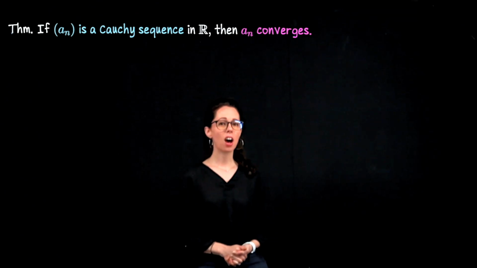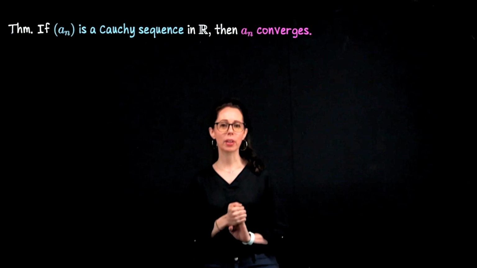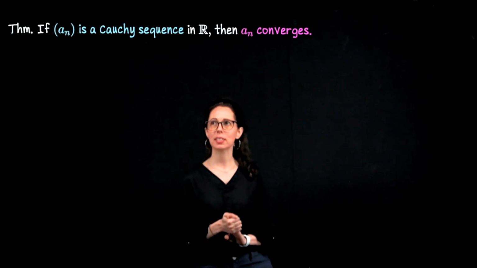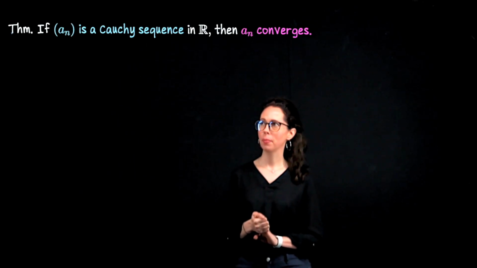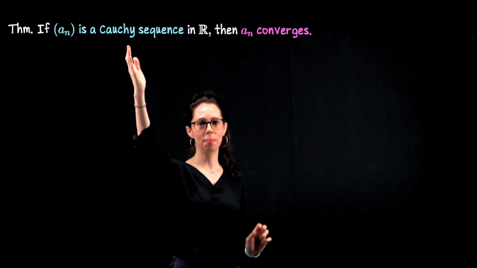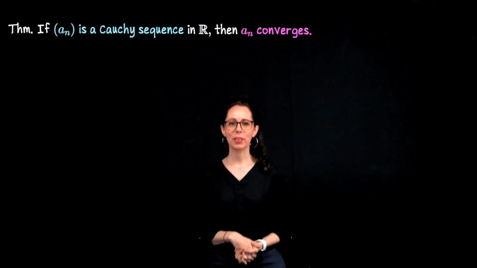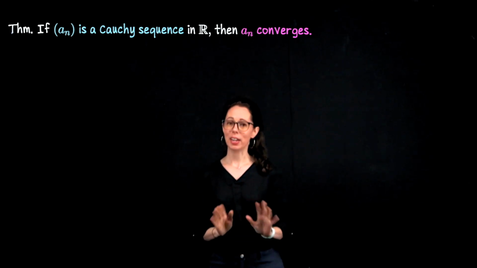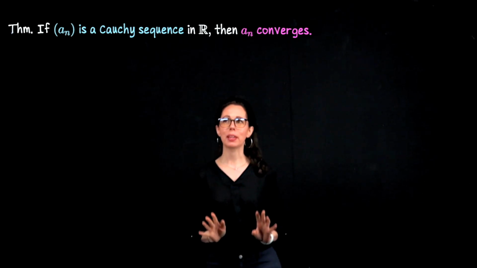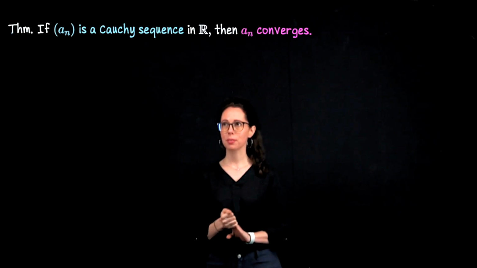Now let's look at the converse for real numbers, sequences of real numbers with our typical distance measurement on the number line. This says that if a sequence is Cauchy, then it converges. So we're just reversing the roles of the previous statement. Notice here that I did not say in any metric space. I'm specifically here talking about real numbers, sequences of real numbers.